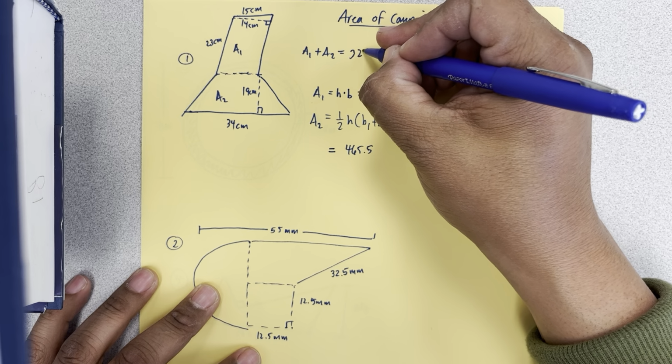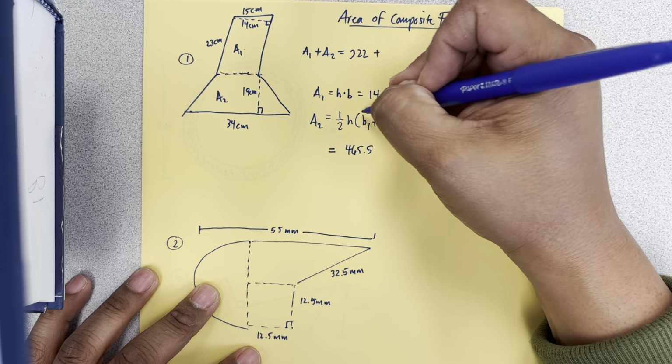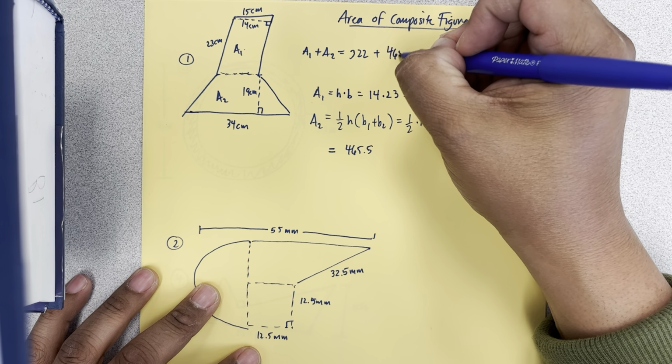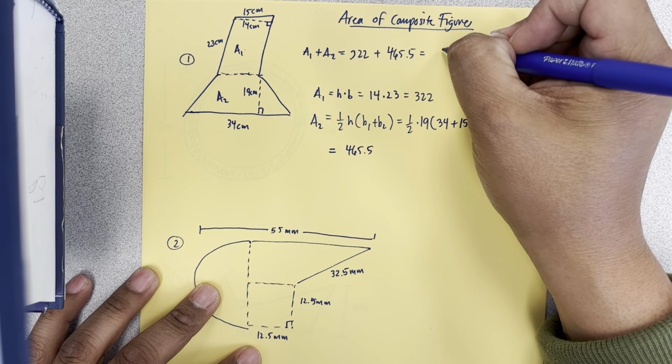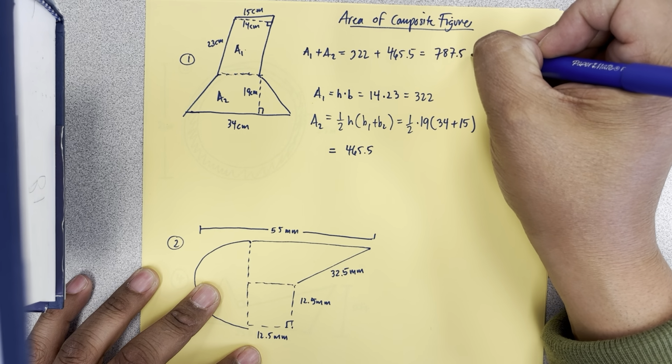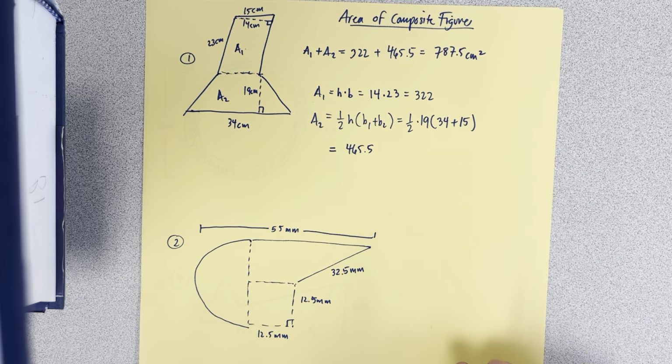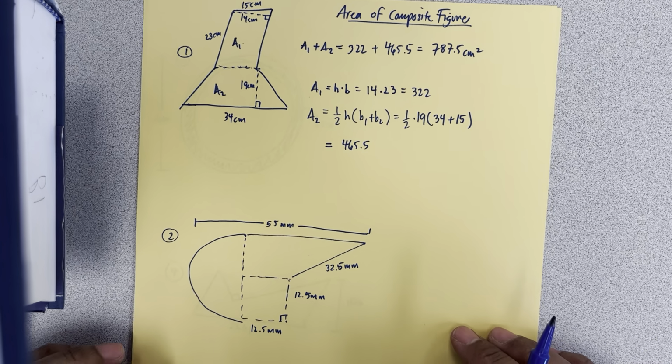So now we're going to add up these two. We're going to get 322, which is the area of 1, and 465.5, which is the area of 2. And we get 787.5 centimeters squared, okay? So that's how you work this one out right there.